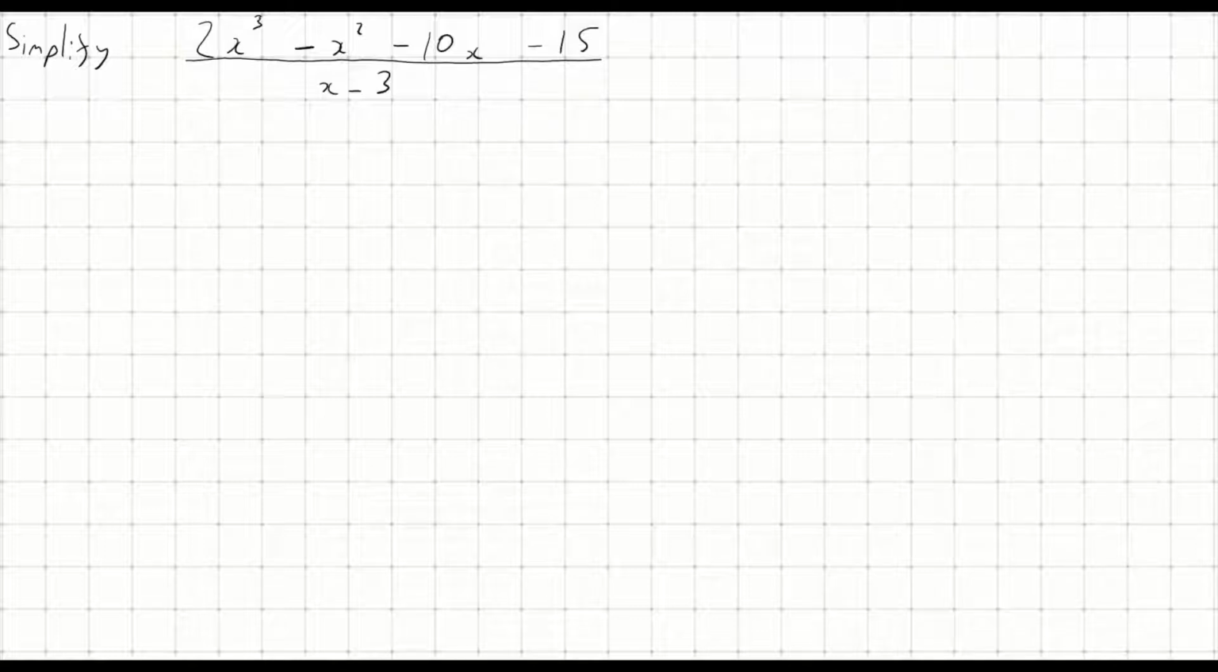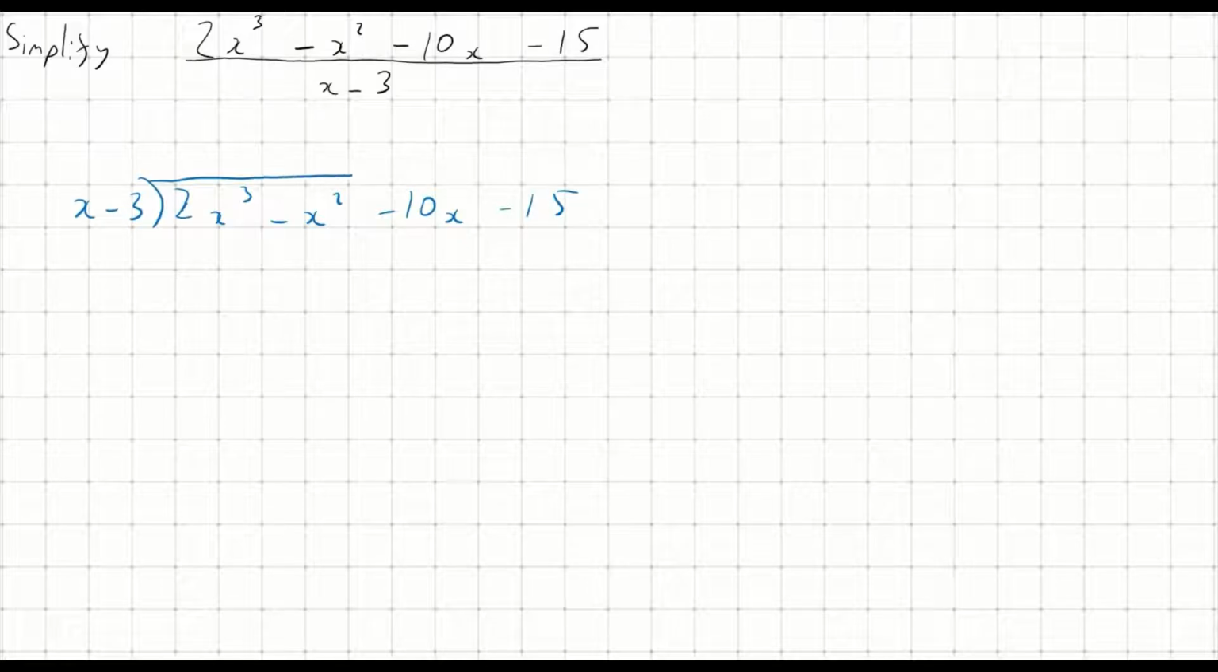So we start off, we're dividing 2x cubed minus x squared minus 10x minus 15, and we're dividing that by x minus 3. Okay, so first of all, how many times is x minus 3? Or in fact, we only need to look at the first term. How many times does x go into 2x cubed? So x goes into 2x cubed 2x squared times.